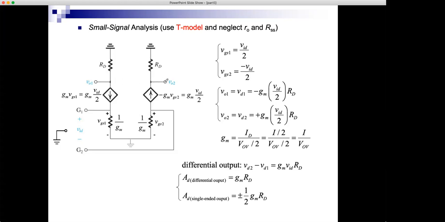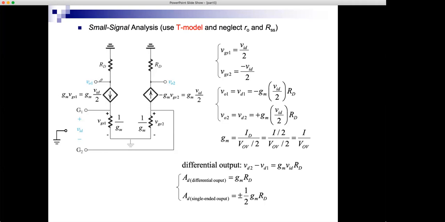Also, the output here will be 10 times bigger without an inversion. The output here at VO2 divided by VID is plus GM over 2 times RD. So the output at the second drain would be plus 1/2 GM RD. So here I have 10 times the difference, but with an inversion. Here I have 10 times the difference without an inversion. So if you want the output to be inverted, you take it from this drain. If you want the output to be not inverted, you take it from this drain. This is positive gain. VO2 over VID is a positive number. Here, VO1 over VID is a negative number.